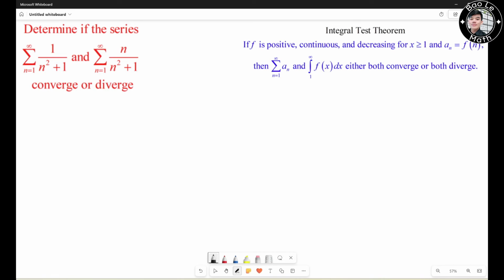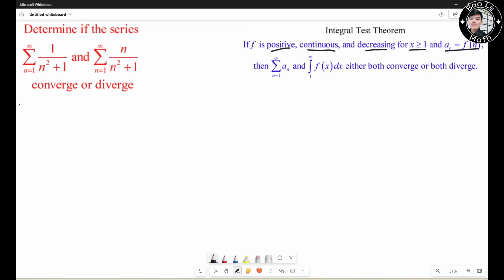Hello everyone, in this video we're going to learn how to determine if a series converges or diverges using the integral test theorem. The integral test theorem says if the function f is positive, continuous, and decreasing for all real values s greater than or equal to 1, and a sub n equals f of n, then the sequence and the improper integral either both converge or both diverge.